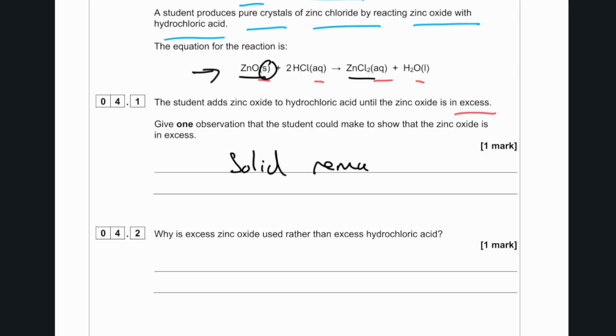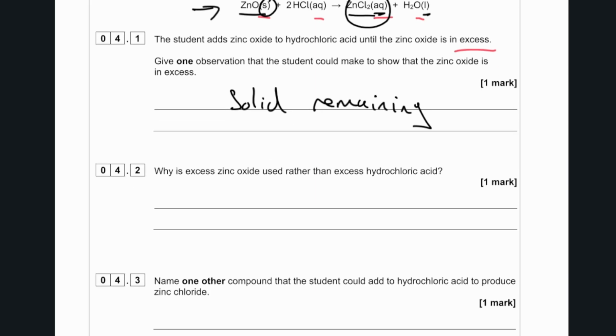So ordinarily, when you add this solid zinc oxide, it's going to react to form this zinc chloride, which is aqueous. Okay, and this is a liquid, and aqueous means it's dissolved in solution, and liquid means obviously it's a liquid, so you won't be able to see these as solids. As soon as you see a solid still remaining, it's not being converted to this aqueous zinc chloride, that means that it's in excess. Hopefully that makes sense.